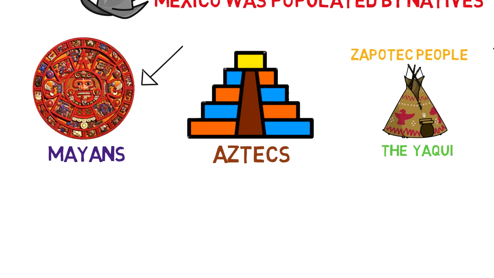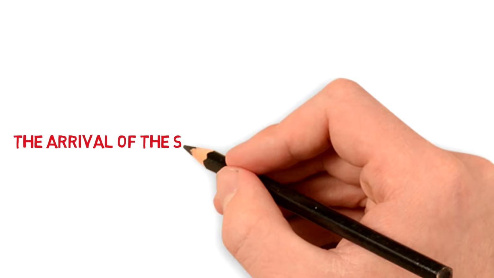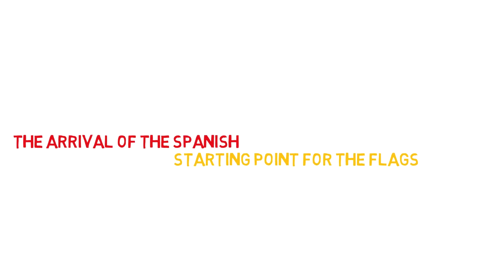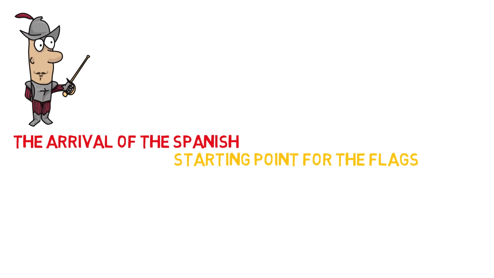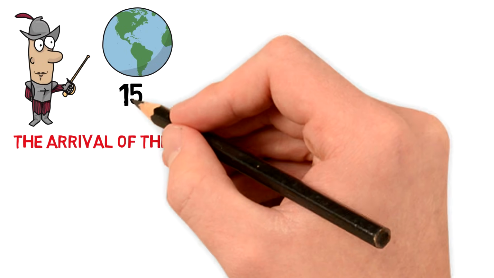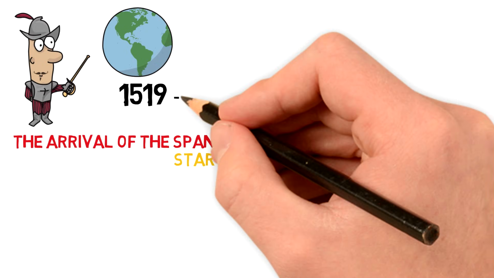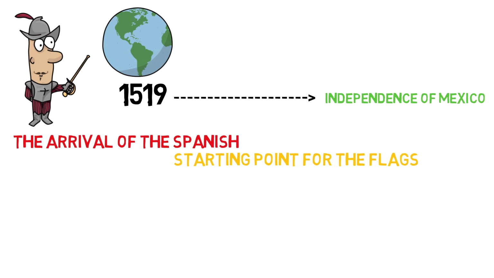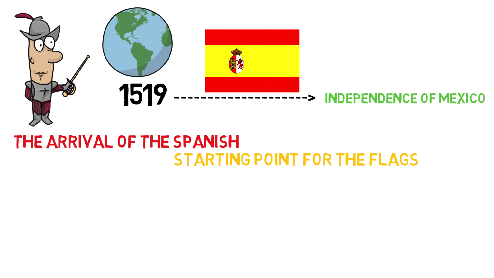So we're gonna use the arrival of the Spanish and their colonization of the Mexican territory as our starting point for this video. The Spanish conquest of the Aztec Empire, followed by the rest of Central America and Mexico, started in 1519. So from this point onwards until the independence of Mexico, we can say that the official flag flying over the Mexican territories was the Spanish flag, with a couple of exceptions that we're gonna look at.